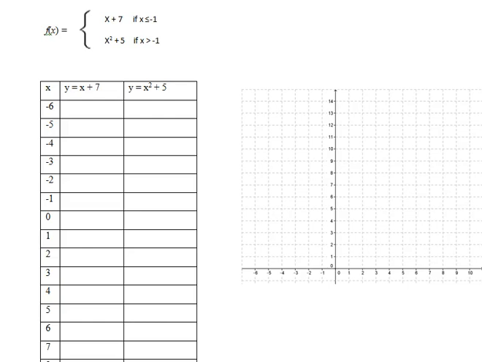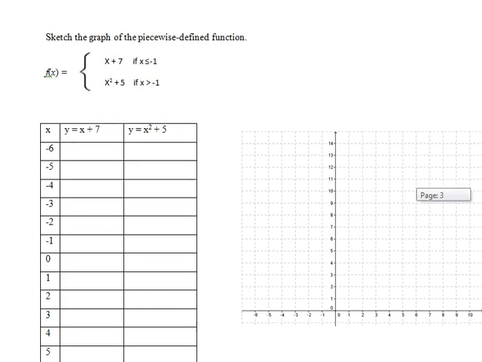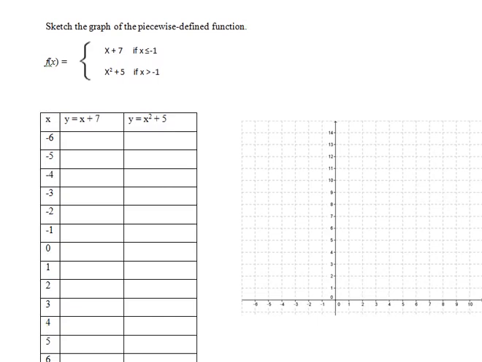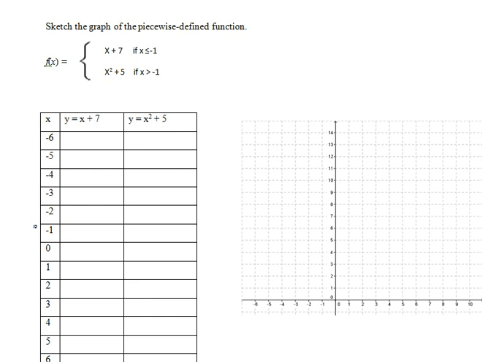In this question, we're going to sketch the graph of the function f of x equals x plus 7 if x is less than or equal to negative 1, and f of x equals x squared plus 5 if x is greater than negative 1. So the transition point is actually going to be at x equals negative 1. We use the first definition for all the values less than or equal to negative 1.